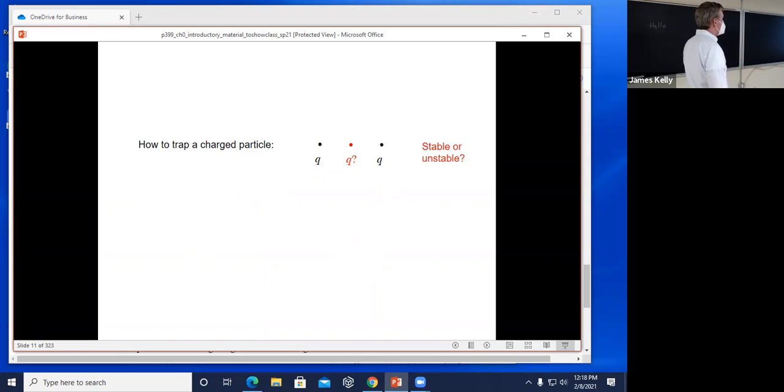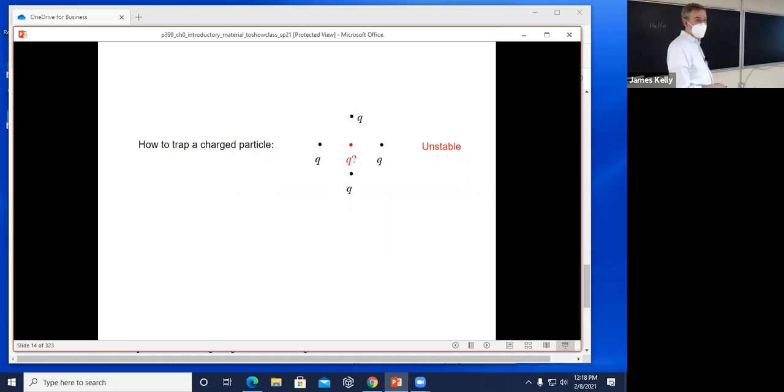Okay, so stable or unstable, clearly unstable. We tried both signs for that charge. It's not going to work either way. Well, okay, I can fix the top and the bottom. Let me put some other positive charges below it and above it. Is it stable or unstable then? Still unstable because it can go in or out of the page, right?